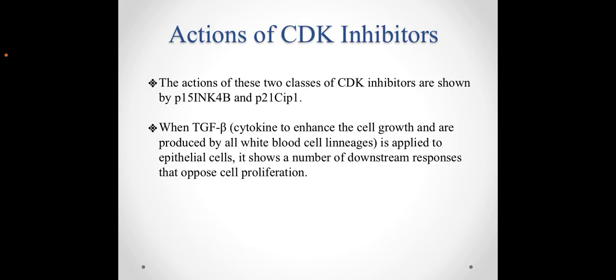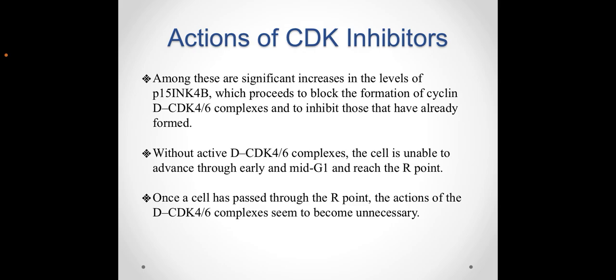The action of these two classes of CDK inhibitors is shown by P15 INK4B and P21 CIP1 when TGF-beta, a cytokine produced by all white blood cell lineages, is applied to an epithelial cell. It shows a number of downstream responses that oppose cell proliferation. Among these are significant increases in the levels of P15 INK4B, which proceeds to block the formation of cyclin D-CDK4/6 complexes and to inhibit those that have already formed. Without active D-CDK4/6 complexes, the cell is unable to advance through early and mid G1 and reach the R point. Once the cell has passed through the R point, the action of the D-CDK4/6 complexes seems to become unnecessary.